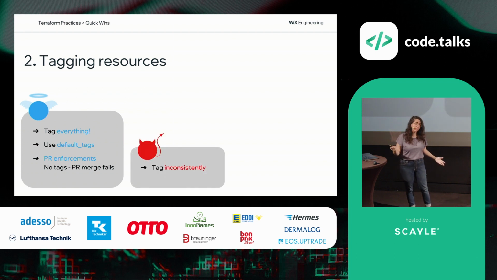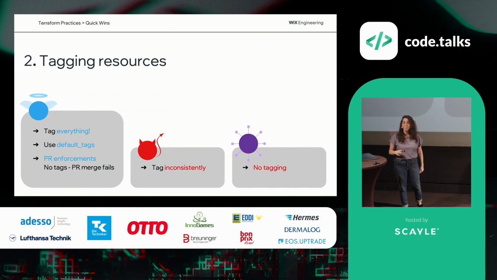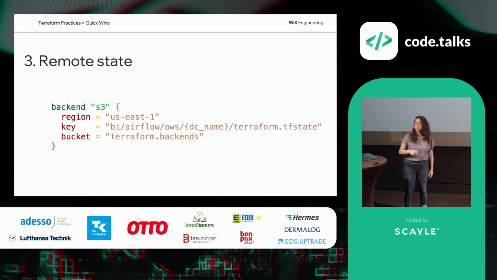The bad thing is to tag inconsistently, because as we know, consistency is key. And the ugly thing is to have no tagging whatsoever. You can't track anything with that. You will have a lot of issues, especially when you're scaling up, so try to avoid that.